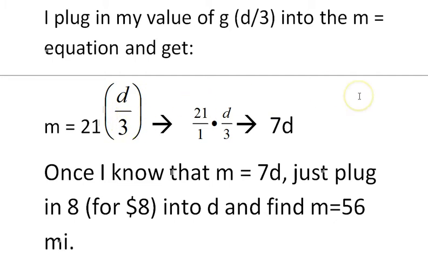So I'd go ahead and multiply that out. I can always make my 21 a fraction if I'd like and multiply across, and I'd get 21D over 3, which reduces to 7D. You're like, okay, but that's not the answer yet. There's one more step, though. So now that I know that the mileage is 7 times the amount of dollars that I have, I just plug in my dollar amount, 8, into D and find out that I can get about 56 miles on that $8 worth of gas.